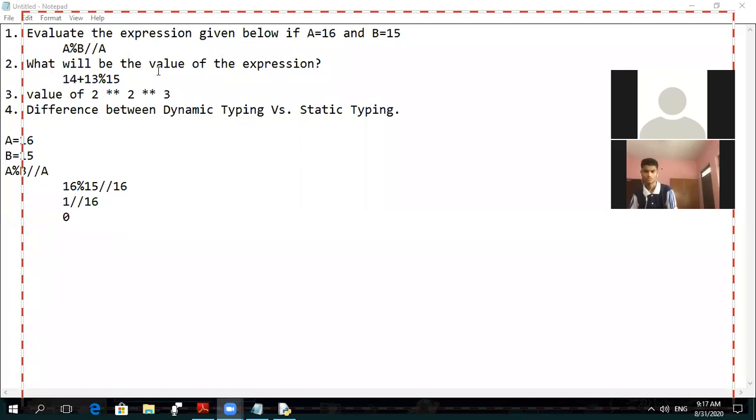Now do the second one. What will be the value of the expression 14 plus 13 modulus 15? What will be the answer of this question? Sachin has given an answer of this question.